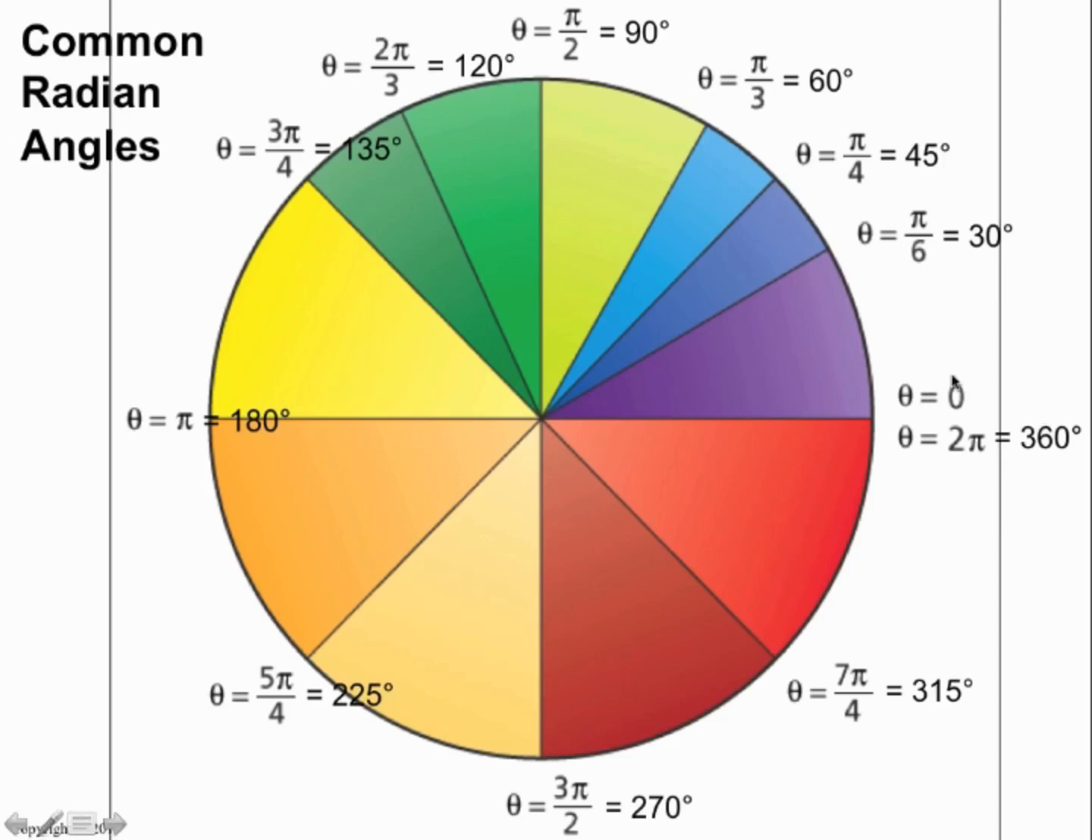So we have theta equals 0, which is just 0 degrees. Theta equals pi over 6, that's 30 degrees. Pi over 4, 45 degrees. Pi over 3, 60. Pi over 2, 90, etc., going around the circle. When you get to theta equals 2 pi, that's just 360 degrees, a full circle, which of course happens to be the exact same thing as 0 degrees, because you end up at the same place in the circle.